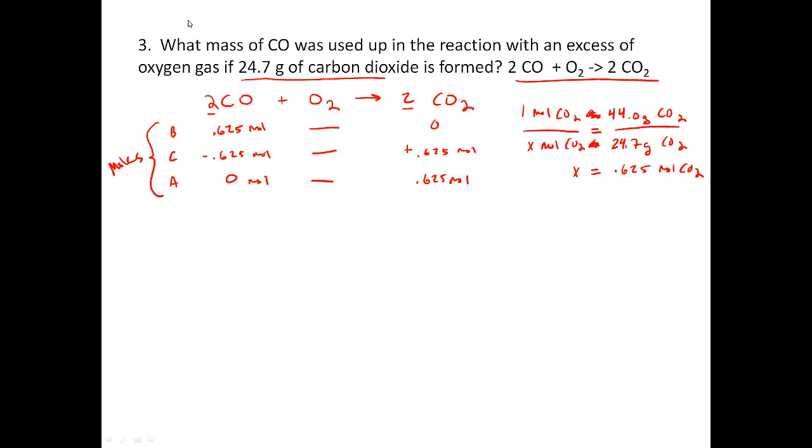Okay. Now, they're asking about what is the mass of CO that was used up. Okay, so we're talking about the CO here. If we used up 0.625 moles of CO, what's the mass there? Well, let's go ahead and see if we can use our periodic table to figure that out. If 1 mole of CO is equal to 16 plus 12, that is 28, 28 grams.